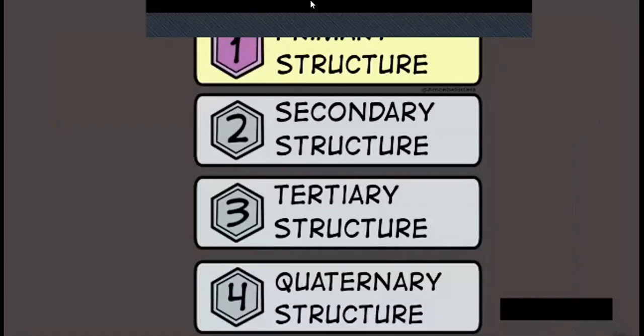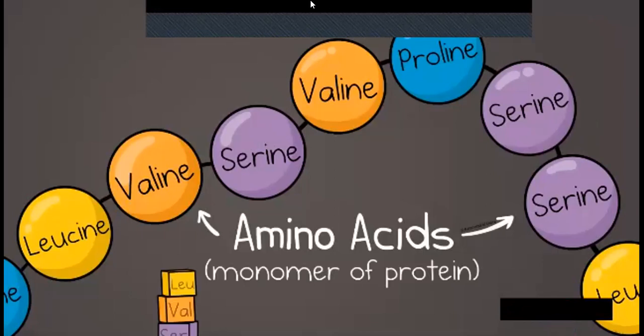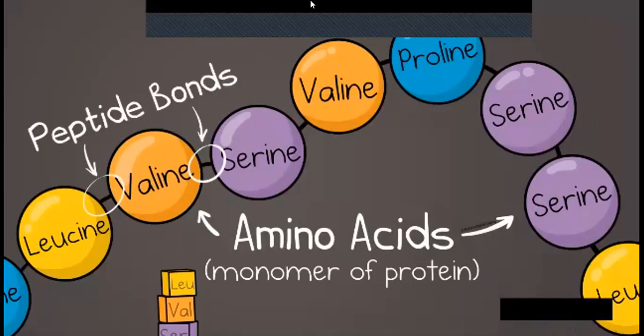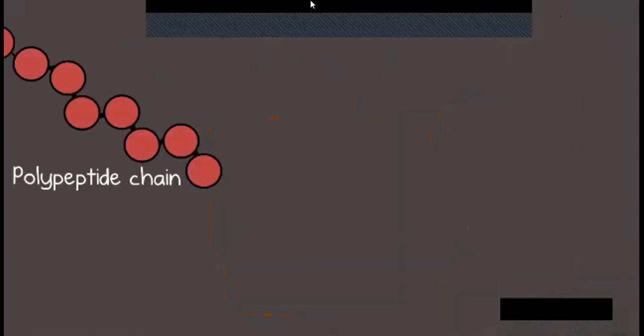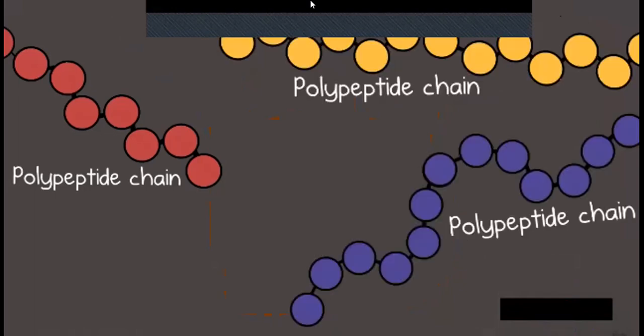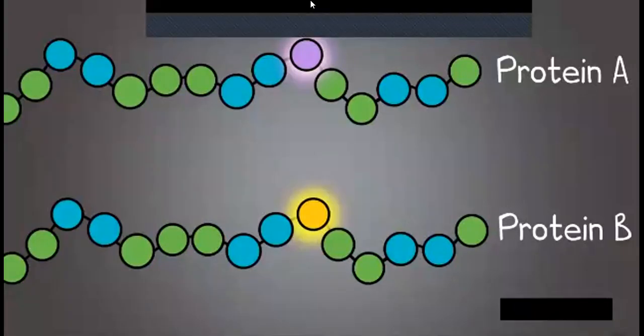The first level of protein structure is primary structure. This is the sequence of amino acids that make up a protein. Amino acids are the monomer, which means the building block, of a protein. They are held together by peptide bonds. In protein synthesis, amino acids are added to form a polypeptide chain, and proteins are made of one or more of these polypeptide chains. Genes, which are made of DNA, determine the order and number of these amino acids. That sequence is critical to the protein's structure and function.